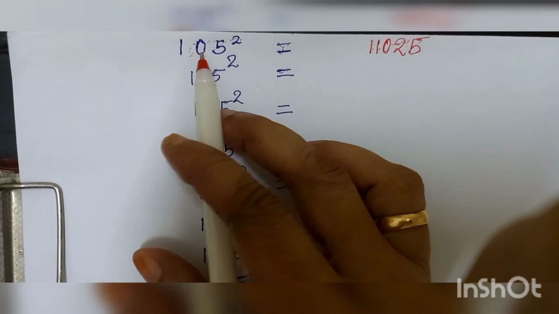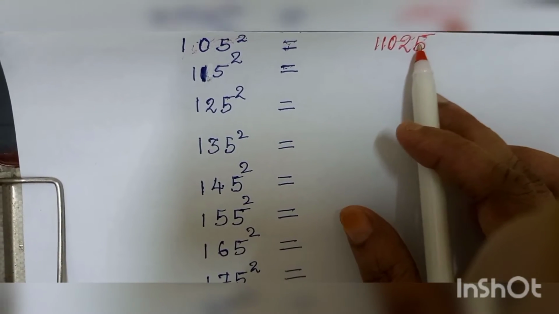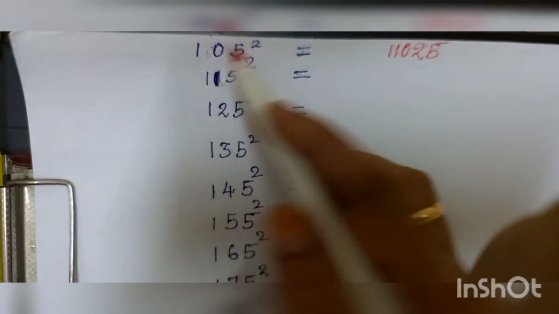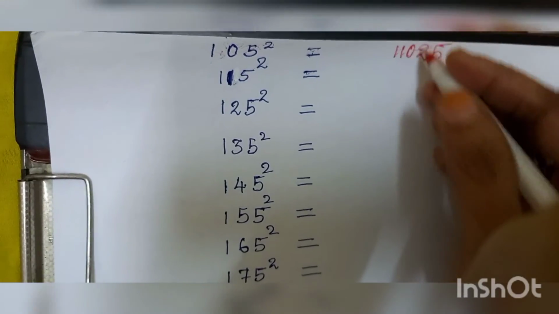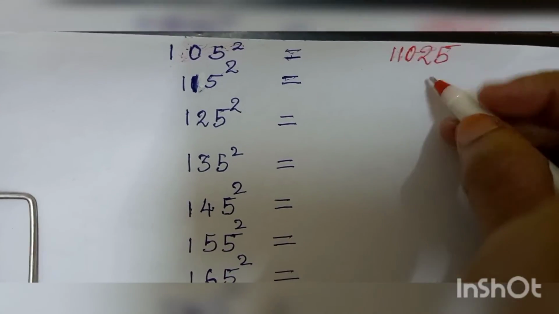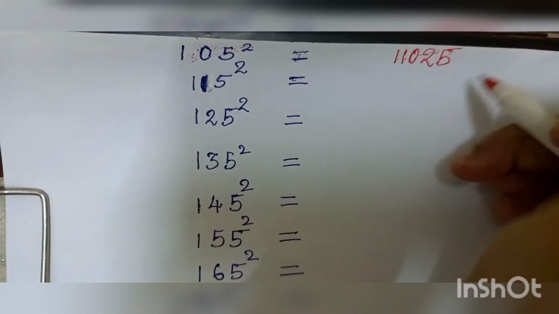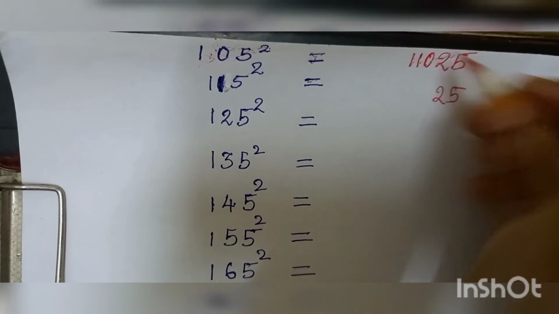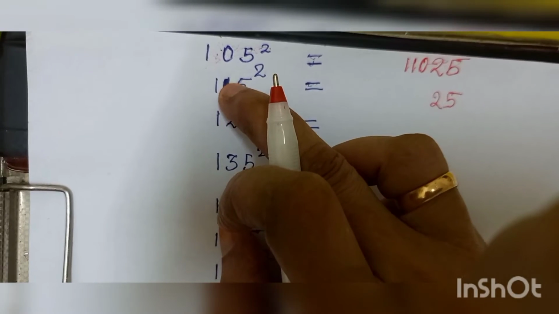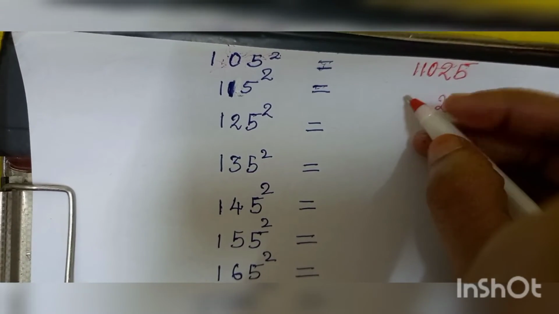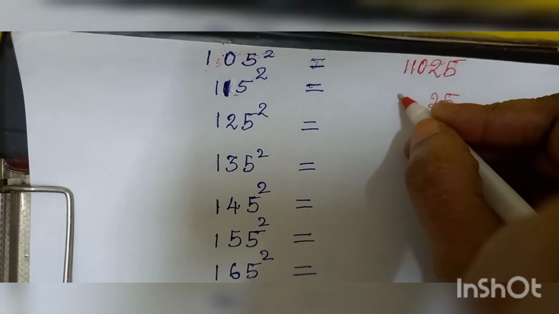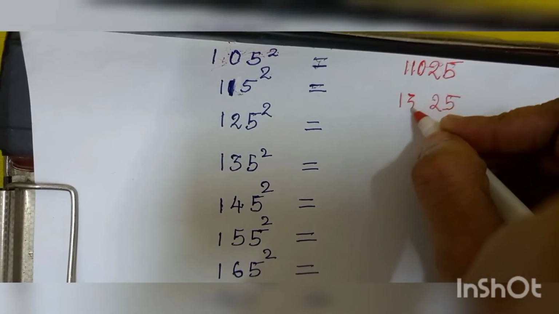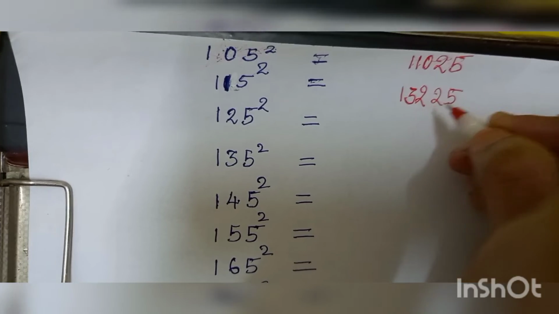So 105 square. So 5 square is 25. As usual we have to write. Then 10, what is the next number? It is 11. So 10 into 11 is equal to how much? 110 we can write, isn't it? So next 115 square. As usual 5 square we can write 25. So 11, after 11 which number comes? 12 will come. So 11 into 12 is equal to 132. So we can write 132.